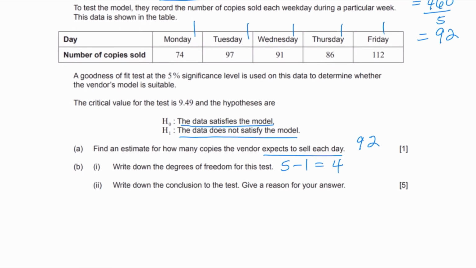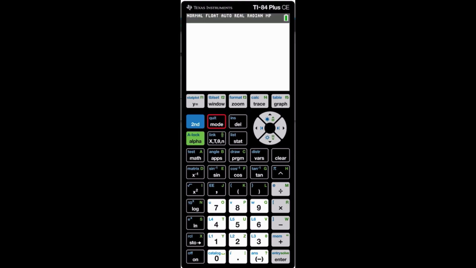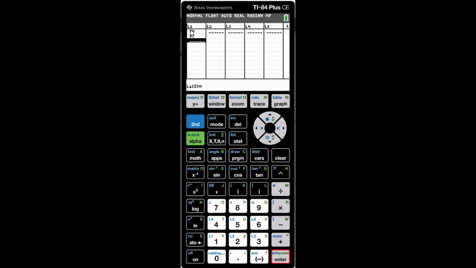Okay, so we are going straight to this test. In the calculator, you're going to go to Stat, Edit, and you're going to enter the observed data in list 1. That is 74, 97, 91, 86, and 112. So that's the information that was given to you in the problem. Those are your observed frequencies, the exact amount that was sold on each and every single day. Then the expected amount, if you remember, is what we got when we divided the total, which was 460 divided by 5, and it's 92. So I'm going to write down 92 going straight down because that's the expected amount.